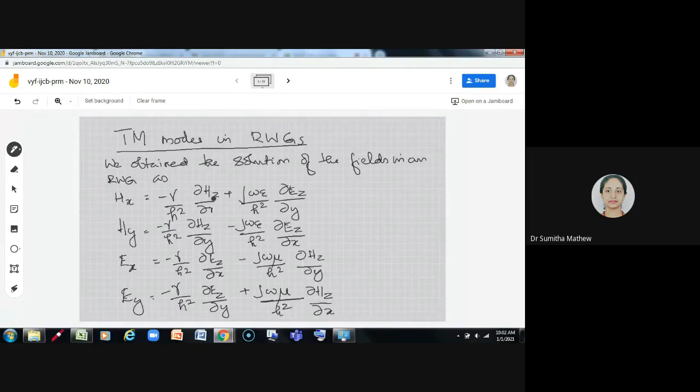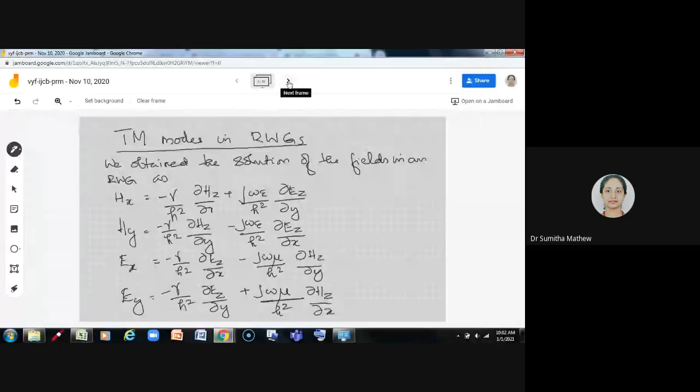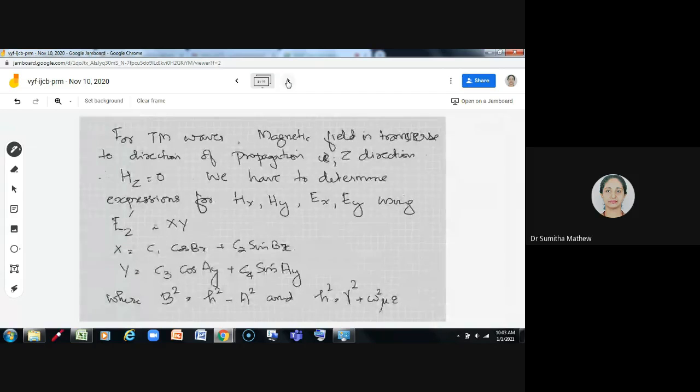So now what is the first step? You have to substitute Hz is equal to 0. If it is TE mode we are considering, then you have to substitute Ez is equal to 0. That's the only difference. So first we will consider TM modes. You give Hz is equal to 0. That means each one of these variables Hx, Hy, Ex and Ey will have one term only, because here the first term is 0, here the second term is 0, and this second term also 0. So there is only one term in each of the field equations now for our particular case.